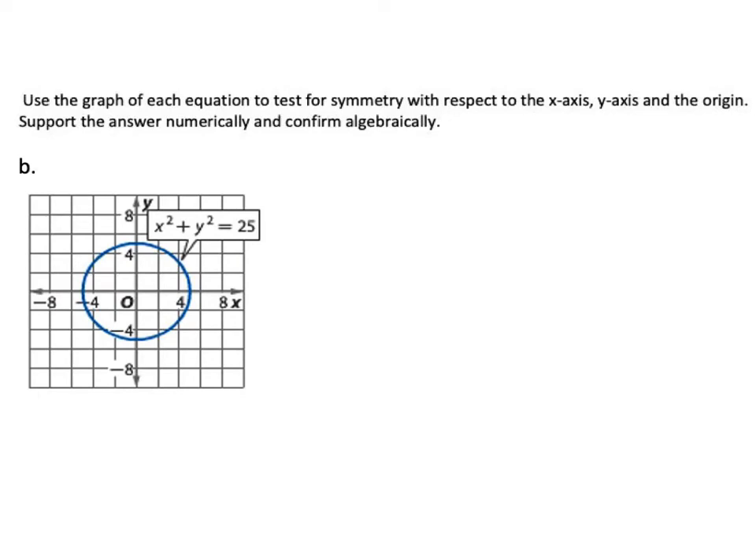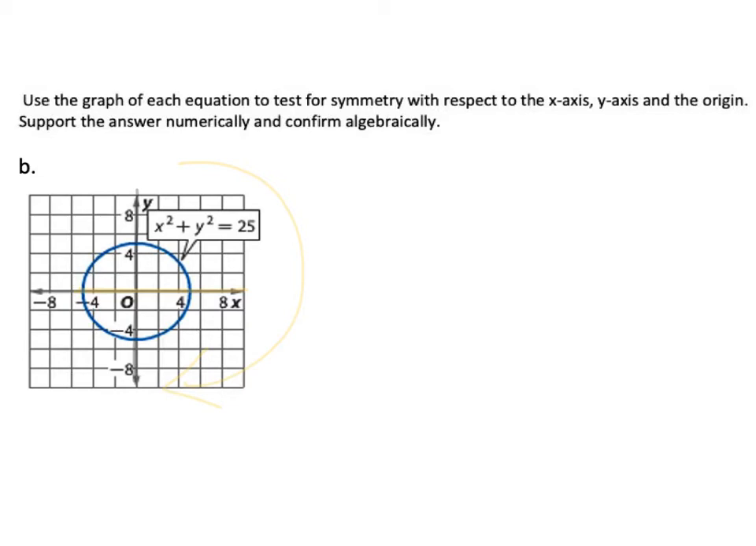In this second one, I have a perfect circle. I'd like to point out that this would be a relation, not a function, because it would fail the vertical line test. When I look at this, I believe I'm going to have y-axis symmetry. It would also have x-axis symmetry. And I could rotate my graph 180 degrees, or turn your paper upside down, and I'm going to have the exact same picture.